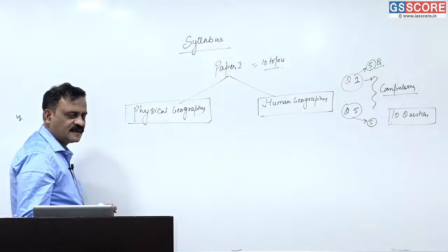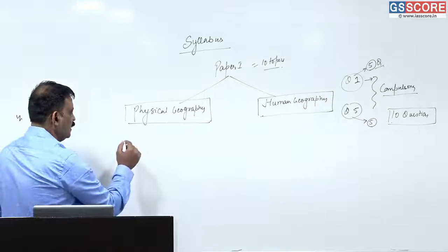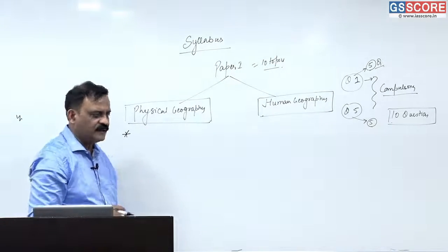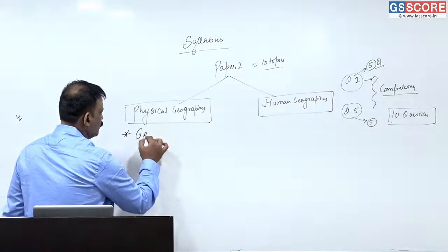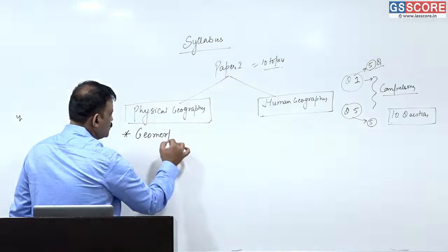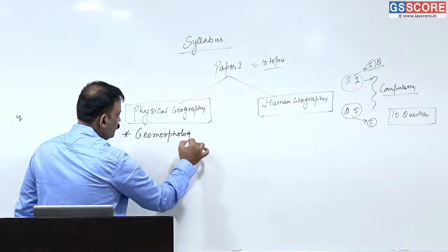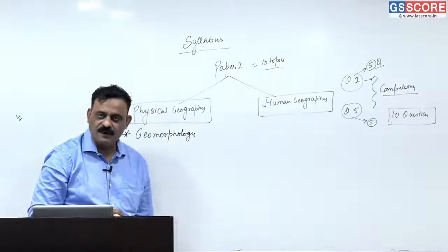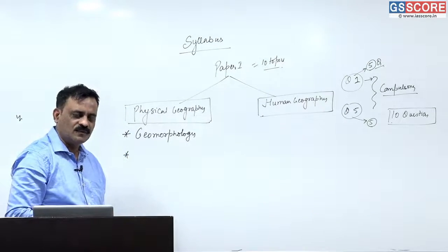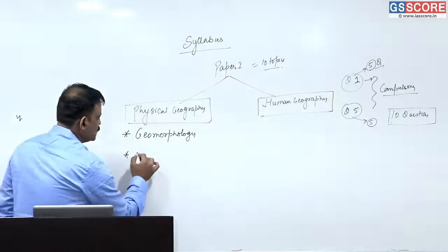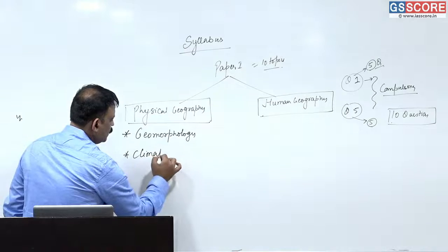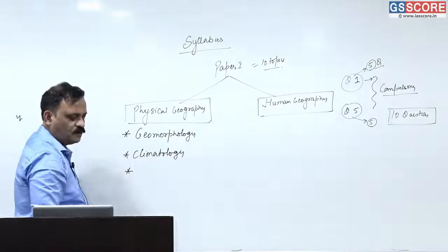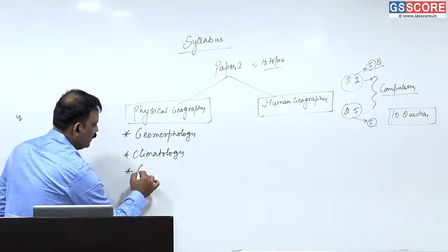अब देखिए, जहां तक फिजिकल, if you look to the physical geography, then you have 5 topics in physical geography. The first topic that you have is geomorphology. The second topic that you have in your paper 1 syllabus related to the physical geography is climatology. And the third topic that you have is oceanography.